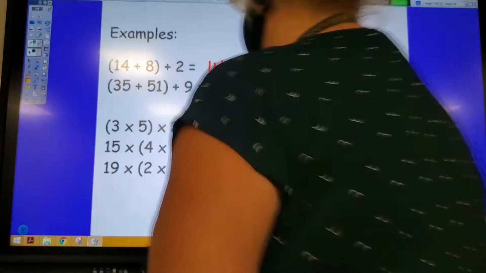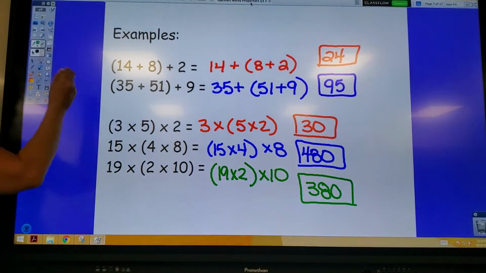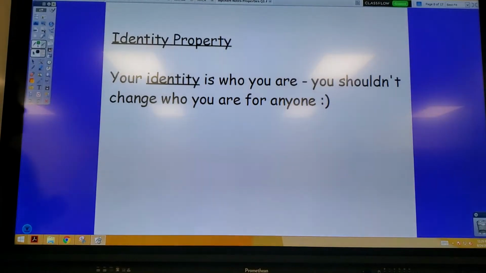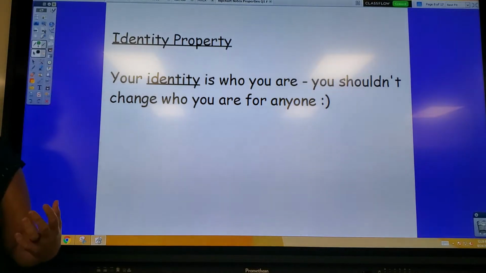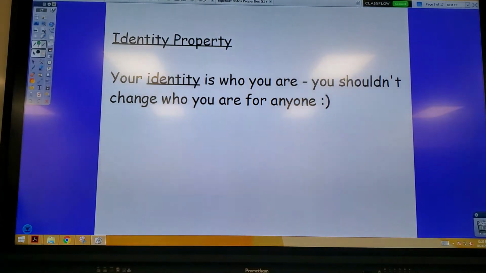Okay, so we have talked about the commutative property and associative property. So now our next property that we're going to talk about is the identity property. Your identity, like a human's identity, is who they are. You shouldn't change who you are for anyone. So we're going to talk about these numbers having an identity, and if we don't want to change the numbers' identity either. So remember, you don't have to write down every single word.